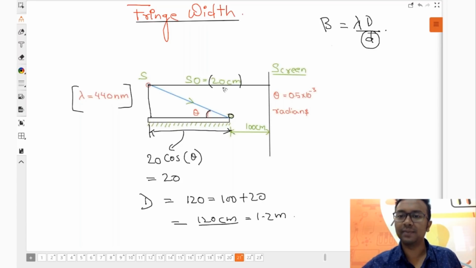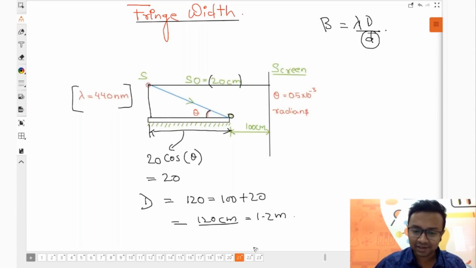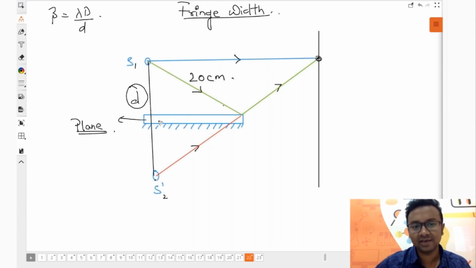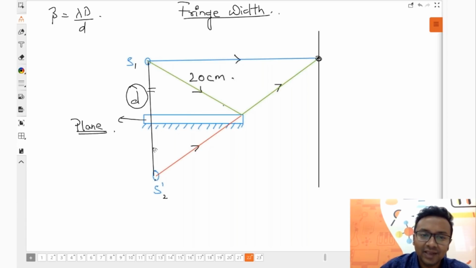Now what else do we need, my dear students? We need this small d. Now the image is going to be formed out here. So the image of this particular source. So what is this? This is my small d, students. Interesting enough. So this small d, how do we calculate it? If this and this are symmetric, they're equal. So this is given to us as theta, my dear students. So 20 sine theta is this value.